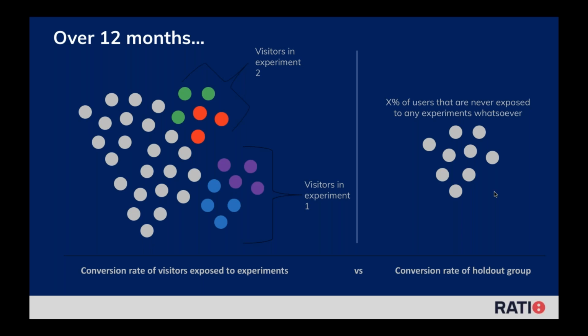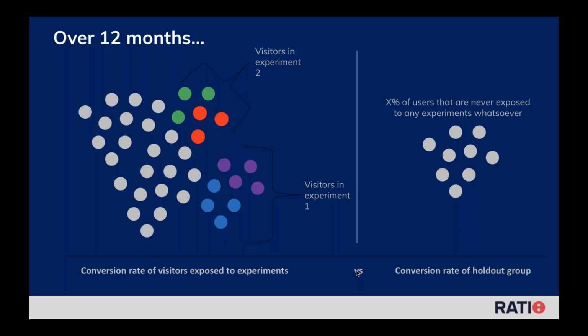And the way in which you use these holdout groups is to look at the overall conversion rate after a period of time. 12 months is a very popular one for the holdout group. Look at the overall conversion rate for the parts of the audience that were exposed to experiments, compare it with the holdout group, and calculate the difference between the two. And that is more or less the impact that you could attribute to your CRO program.